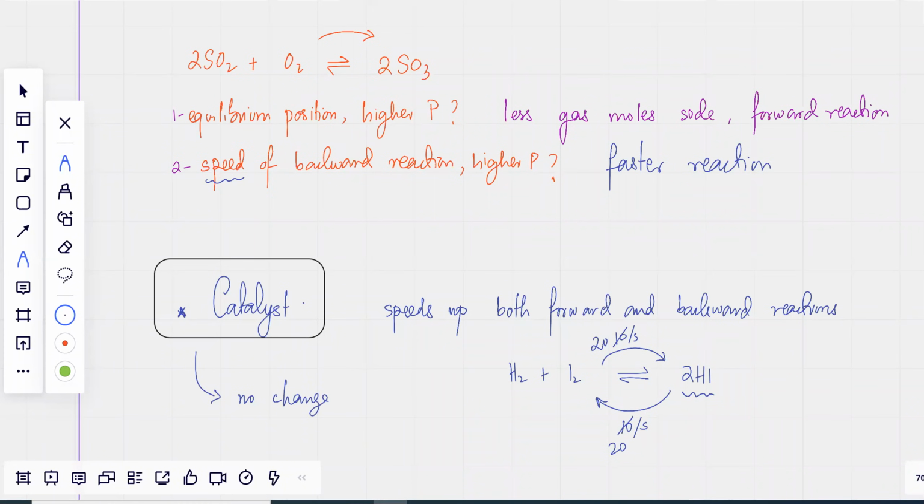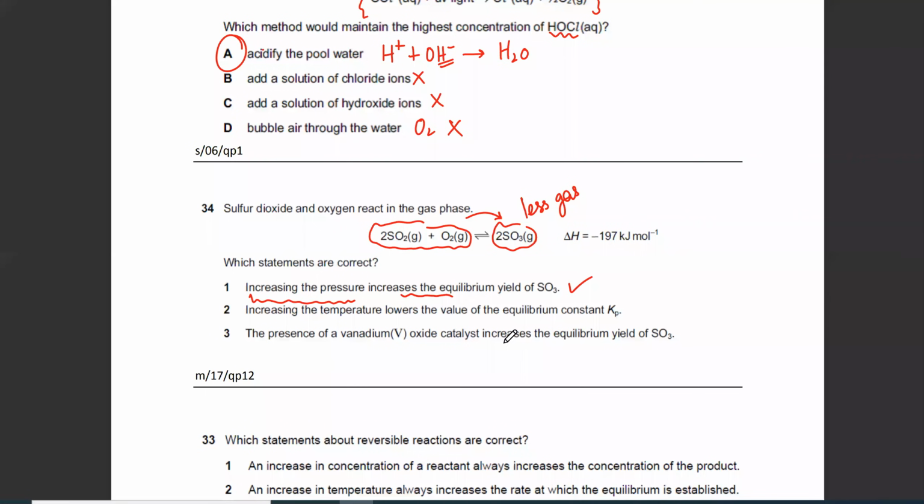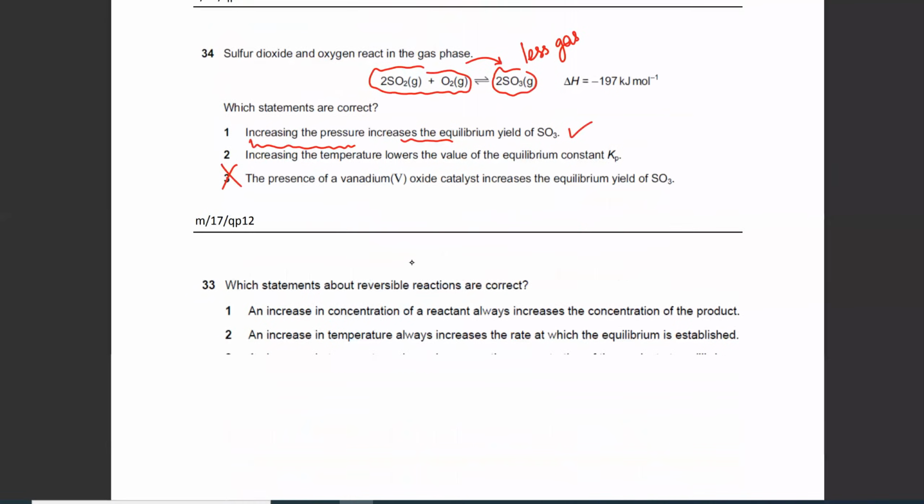Is this clear? Yes. So the equilibrium position stays exactly where it was previously. You get a faster reaction, but the amount of SO3 remains exactly the same. It's not going to increase or decrease because both forward and backward reactions speed up equally. So 3 is not an option.